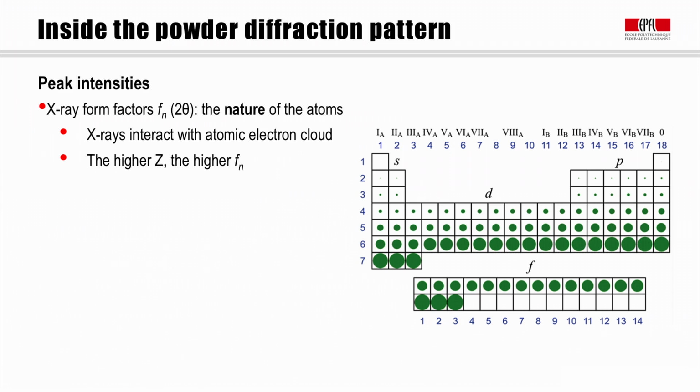the periodic table. And in the periodic table, the size of the spheres actually reflects the value of the atomic form factor. So this also means that phases, minerals that contain atoms with a higher atomic number, will reflect X-rays more efficiently. Light phases will typically have lower X-ray intensities than phases that are typically heavier.